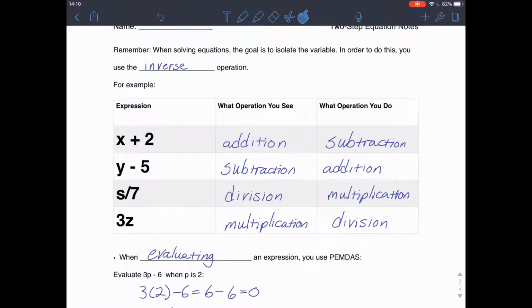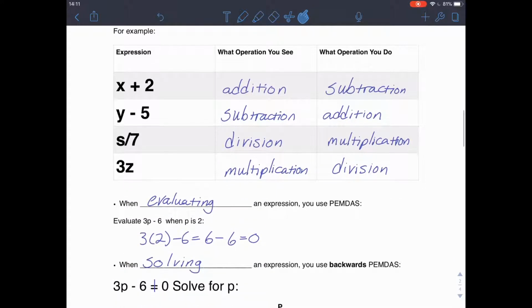And then finally, for 3z, even though we don't see any operation symbols, because a coefficient is next to a variable, we have multiplication, so we would do division by dividing by 3. Now there's going to be 2 words that we're going to use as we're doing some sort of work with equations. One of those is evaluating. When evaluating an expression, we just use PEMDAS normally, our order of operations. So if we were evaluating 3p minus 6 when p is 2, we would replace the p with 2 by doing 3 times 2, and then we would subtract our 6 away, which gets us the number 0.